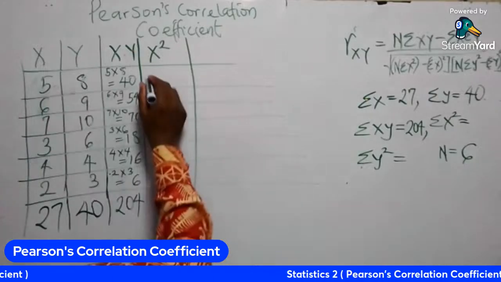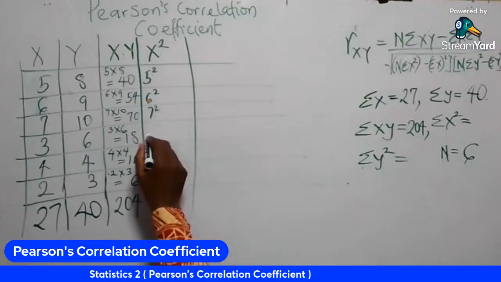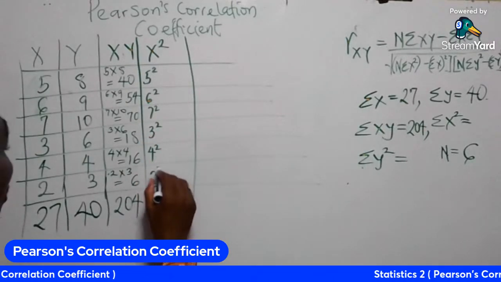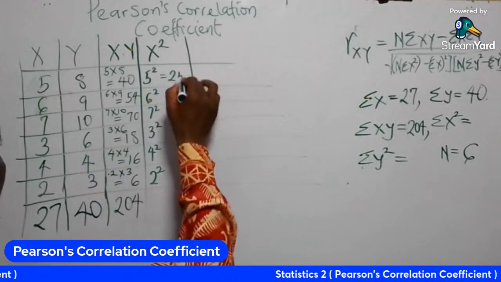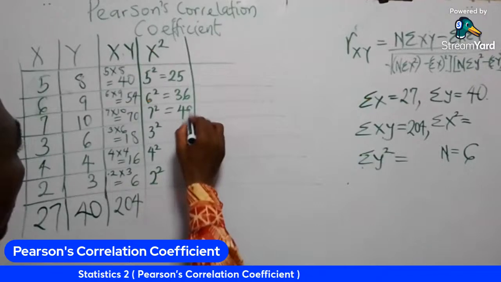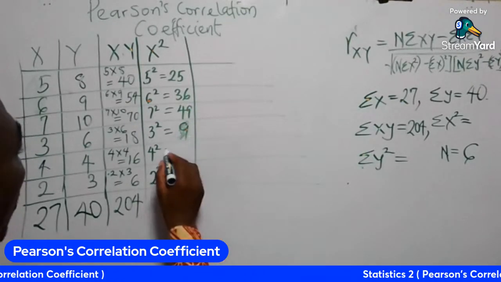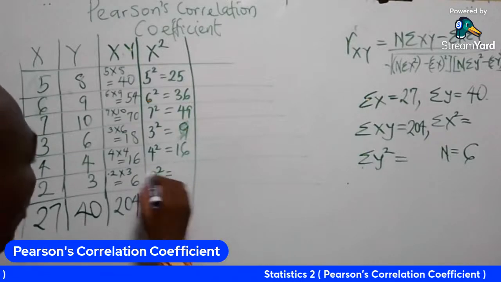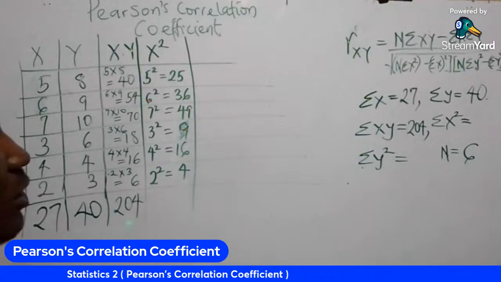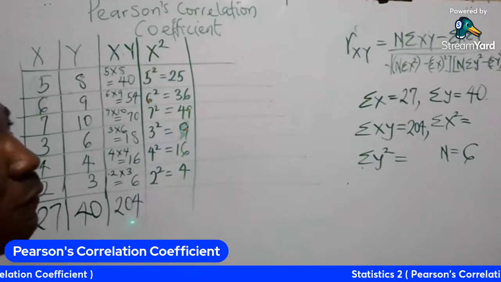X square simply means 5 square, 6 square, 7 square, 3 square, 4 square, 2 square. So 5 square is 25, 6 square is 36, 7 square is 49, 3 square is 9, 4 square is 16, and 2 square is 4. That is just for those of you that are not that mathematically oriented. It simply means 5 square means 5 multiplied by 5.